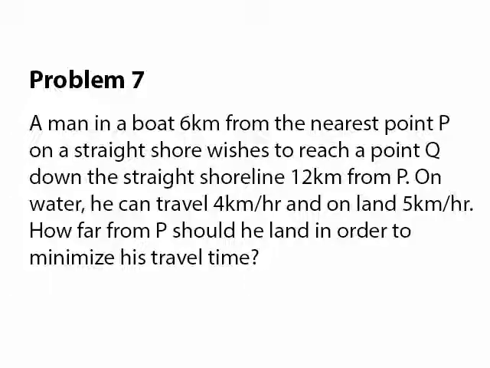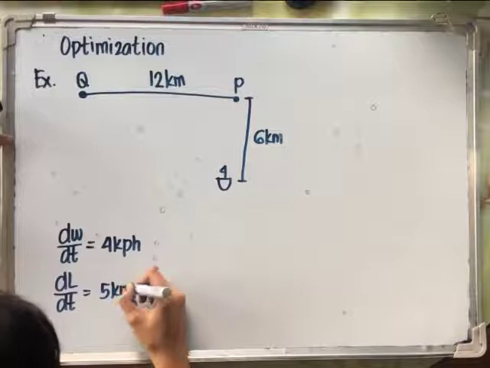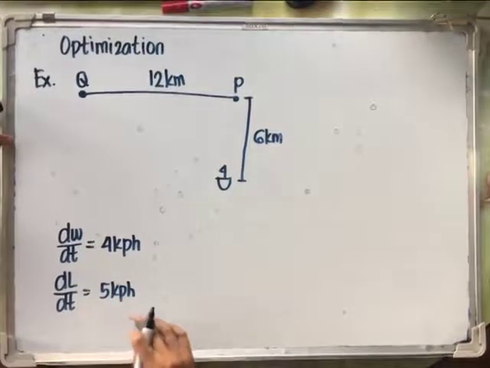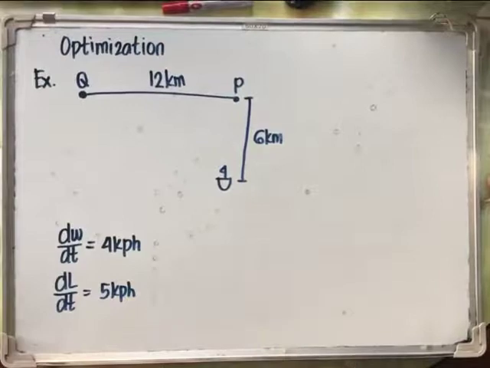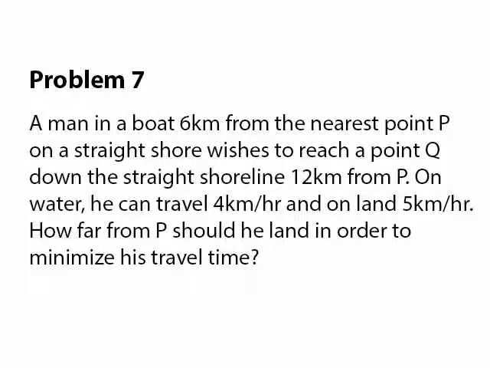Okay? It was said that the man could travel by water, by the way, at the rate of 4 kilometers per hour. And by land, he could travel at the rate of 5 kilometers per hour. 4 kilometers per hour and 5 kilometers per hour. Okay, the question is, how far from P should he land in order to minimize his travel time?